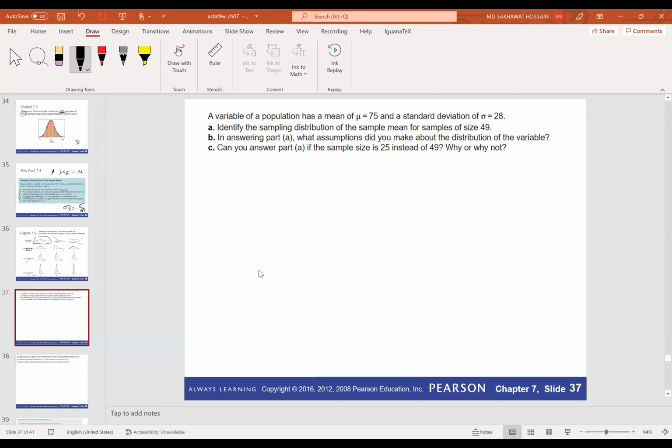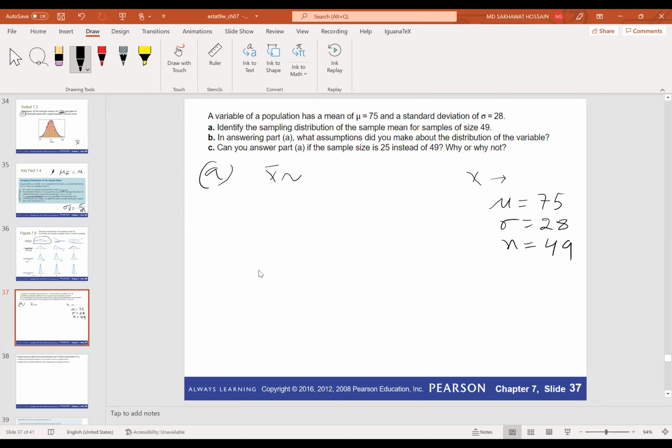Now we'll go over an example. A variable of a population has a mean mu equal to 75 and a standard deviation sigma equal to 28. Identify the sampling distribution of the sample mean for a sample of size 49. So in part A, we need to identify the sampling distribution of X bar, the sample mean. X is a distribution with mean mu equal to 75 and sigma equal to 28, and the sample size is 49. Now we have to find the distribution of X bar.